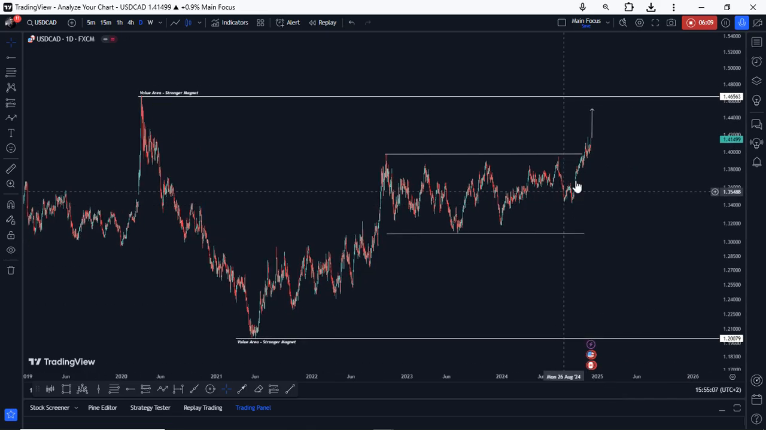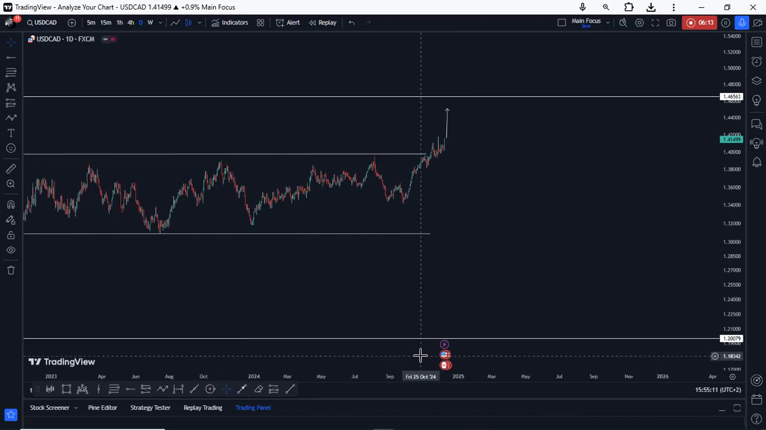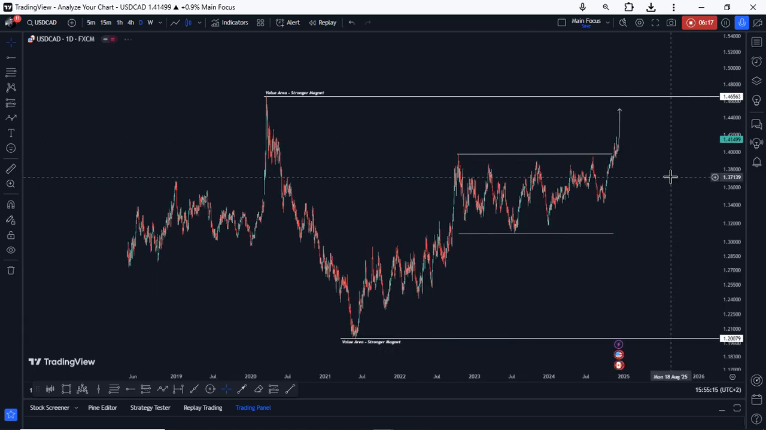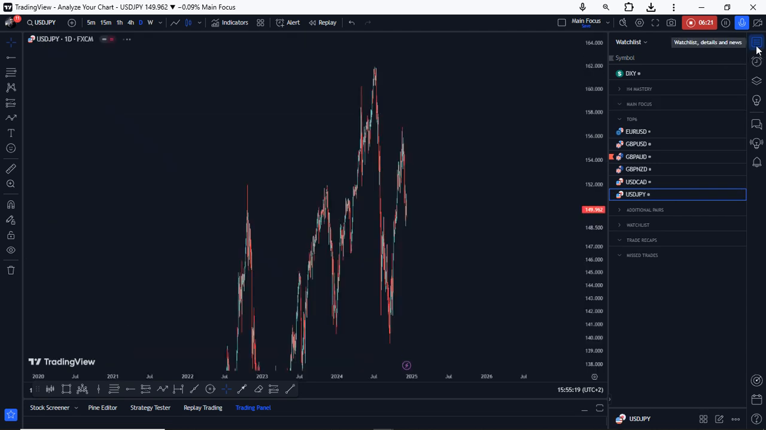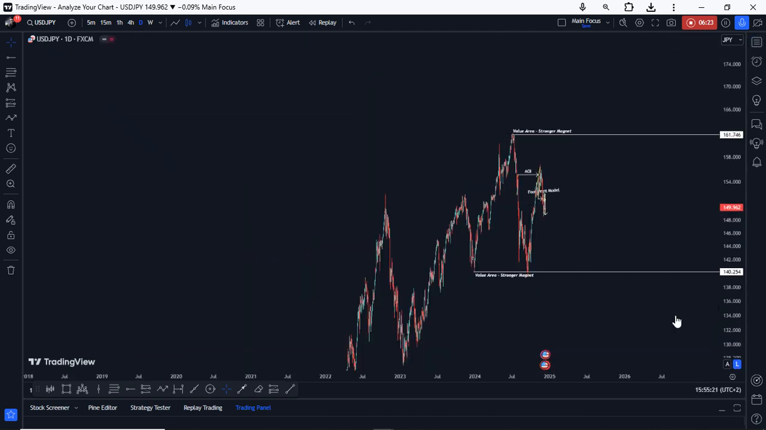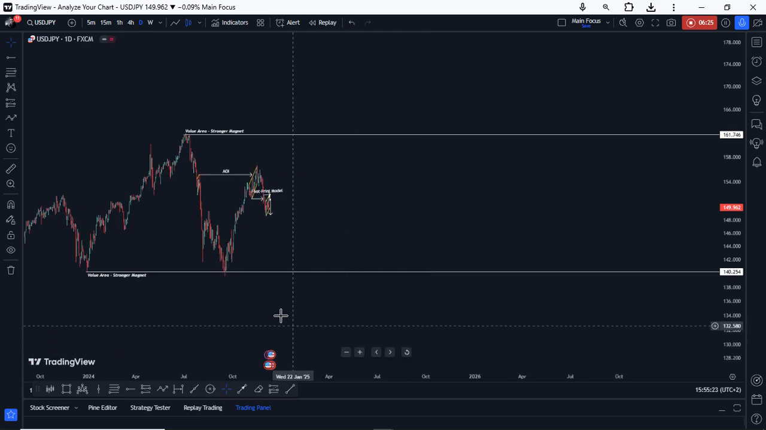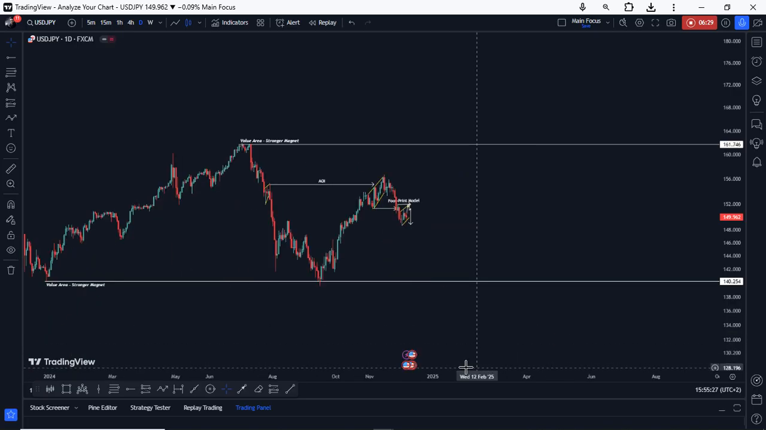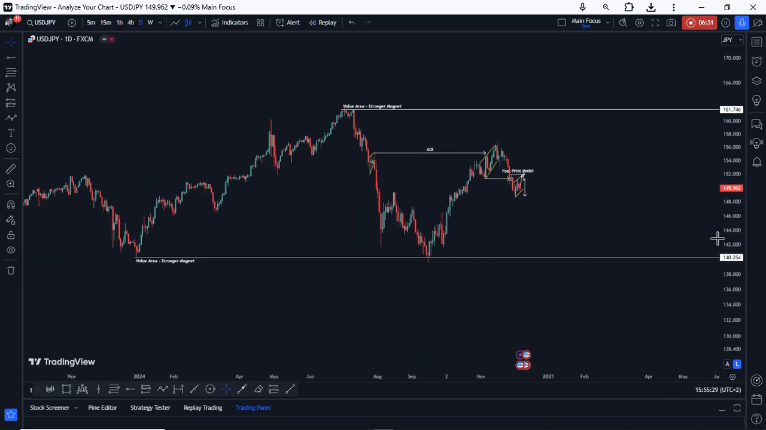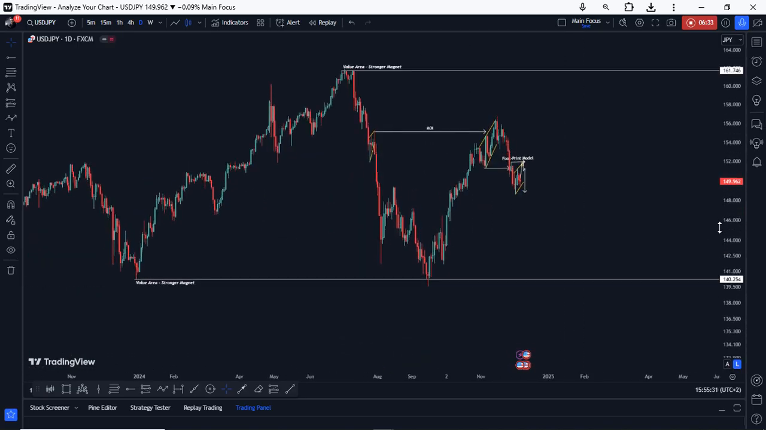I was looking for shorts this past week, however, price did not present any good shorts. So that is it. We're looking for bulls now. We'll be scaling in for bulls. Okay, we've got dollar yen. On dollar yen, we are not going to be looking for longs. Reason why, it's because we've got some structure that makes a lot of sense.